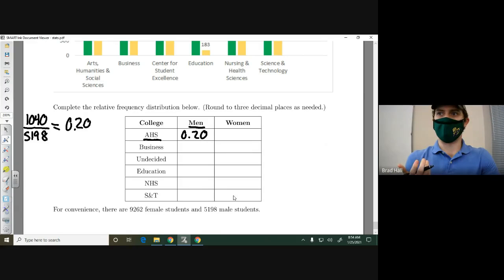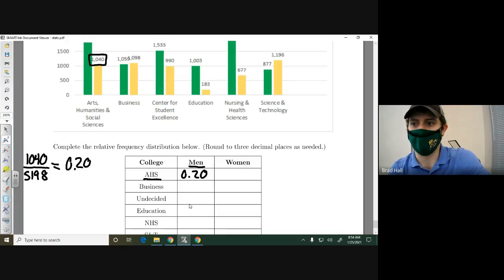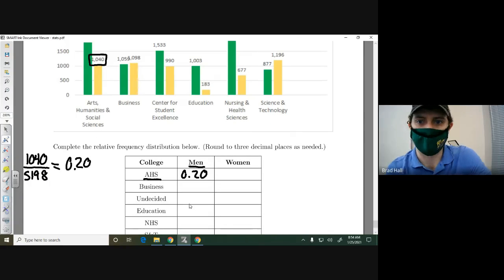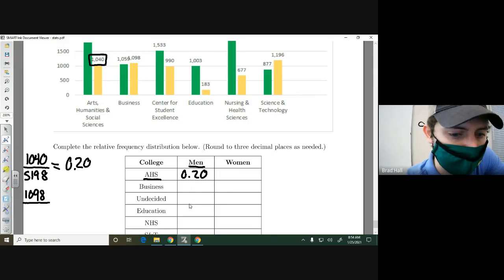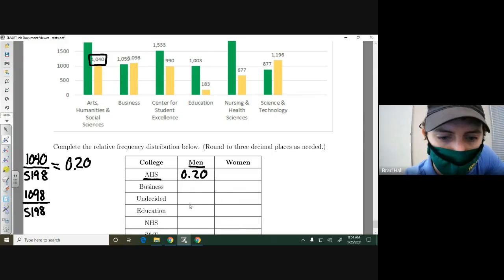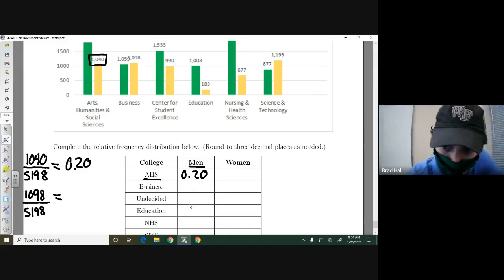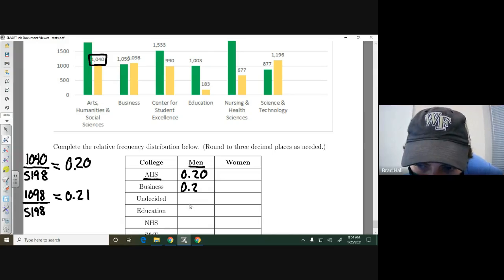And really, we would do this with every category. So 20% of our male student body are majoring in arts, humanities, and social sciences. And we can do that for every other category. I think the next one is 1098. I'll write out a few more of these just for convenience. So this one should be very close. 1098, 0.21.